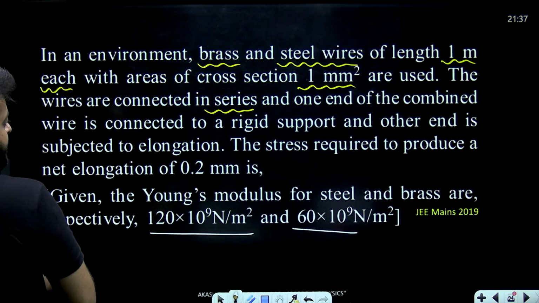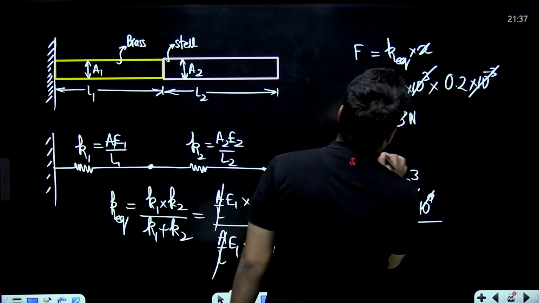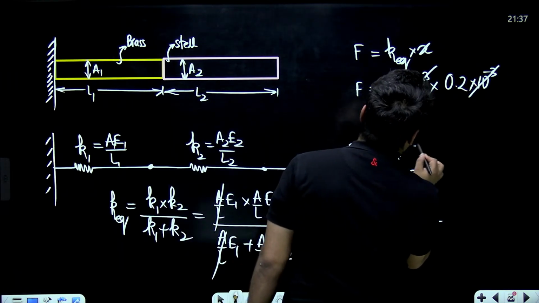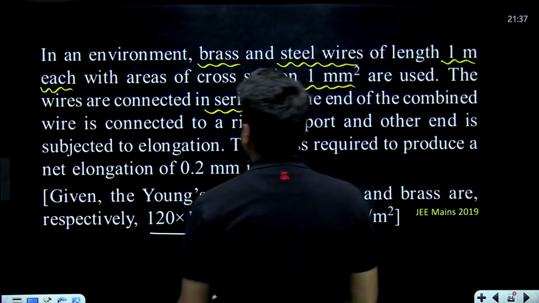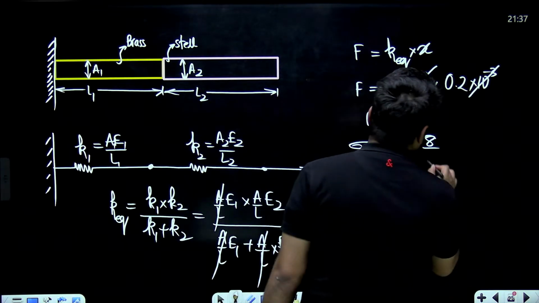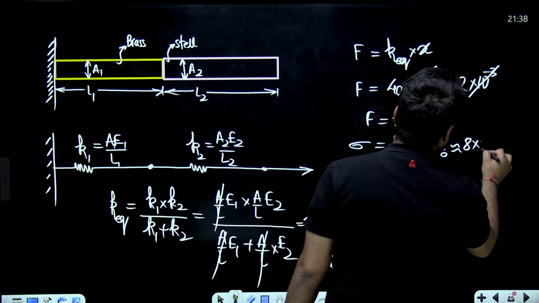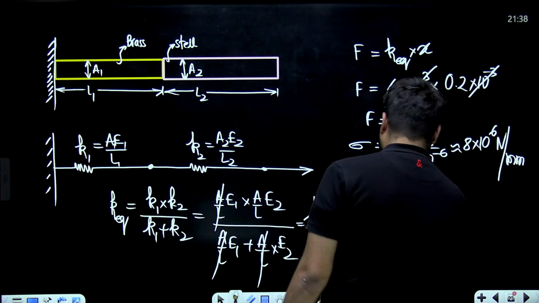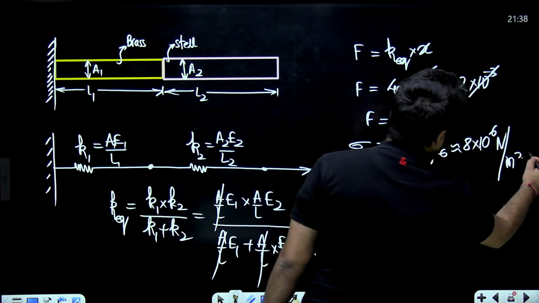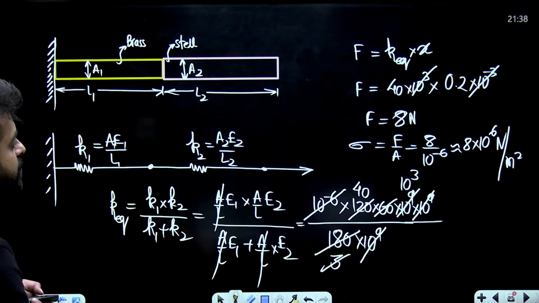But you need area, or you need stress or force. What are they asking? They are asking the stress required to produce the net elongation. So the stress is force by area. So 8 divided by area. Area is given as 1 mm square, so 10 power minus 6. So you will get 8 into 10 power 6 Newton per meter square. In mm square it is 8 N per mm square. So that is the value.